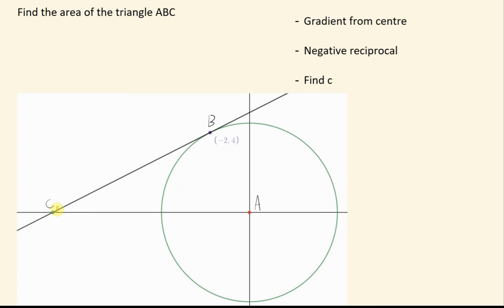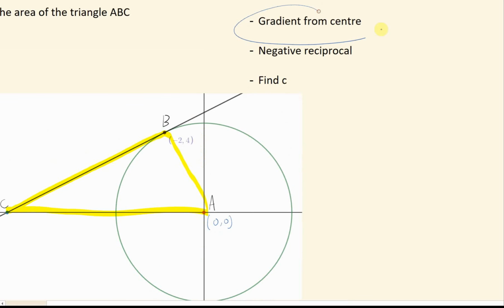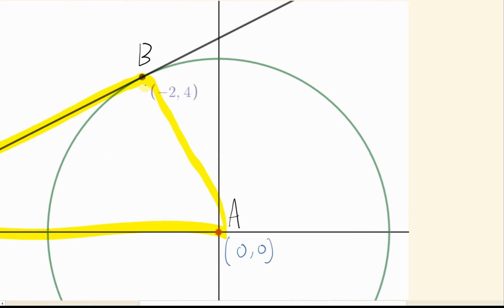So again, we're looking for all three coordinates, A, B and C. B you're given. A is obviously the origin, so it's 0, 0. We need to do the hard work in finding out the equation of line C. So let's go through these steps. First step, gradient from the centre. So this gradient is going to be y2 minus y1. That is 4 minus 0, because that's y2 and that's y1, over x2 minus x1. And simplifying this down, this gives us a gradient of minus 2.